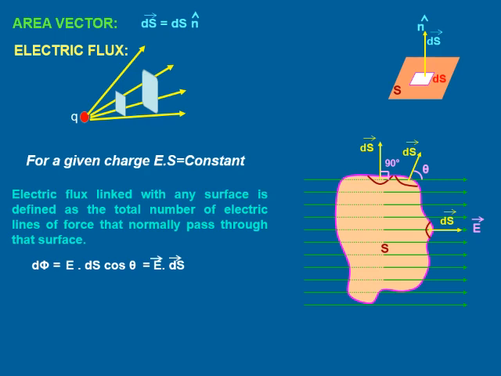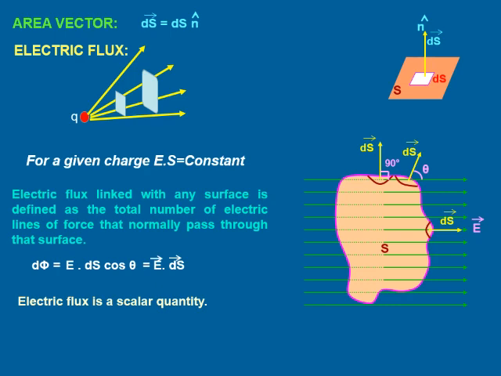Whenever you have this term cos theta, you have two vectors E and ds, and theta is the angle between E and ds. So E ds cos theta can be written as E dot ds. And you know dot product is a scalar quantity. So is true with flux. Flux is also a scalar quantity.